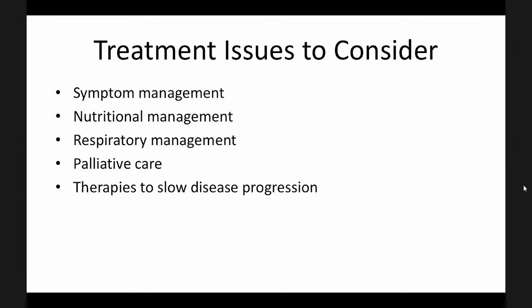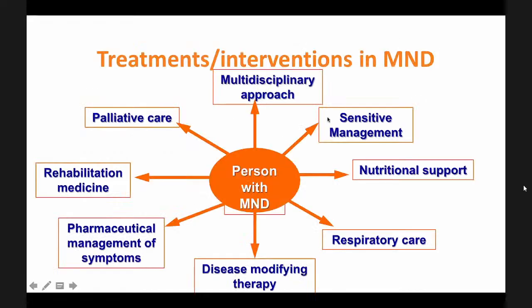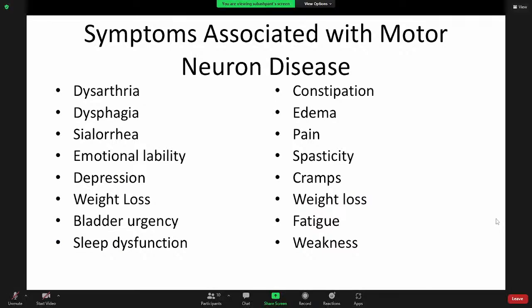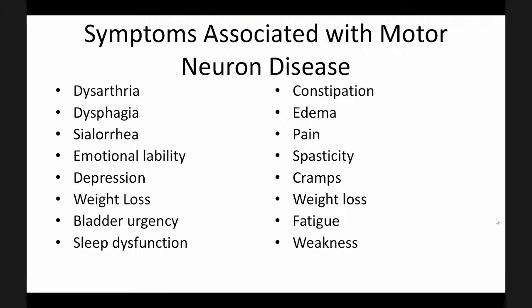So how to treat? You must do symptom management, nutritional management, respiratory management, palliative care, and therapy to slow disease progression. So symptomatic and supportive management is part of MND. There is a multidisciplinary approach: symptomatic management, nutritional support, respiratory care, disease modifying therapy, pharmaceutical management of symptoms, rehabilitation medicine, and palliative care. Symptoms associated with motor neuron disease are dysarthria, dysphagia, excessive salivation, emotional lability, depression, weight loss, bladder urgency, sleep dysfunction, constipation, edema, pain, spasticity, cramps, fatigue, and weakness.